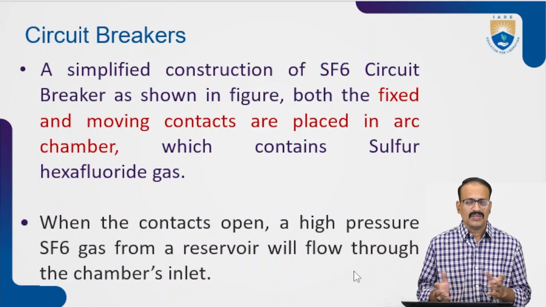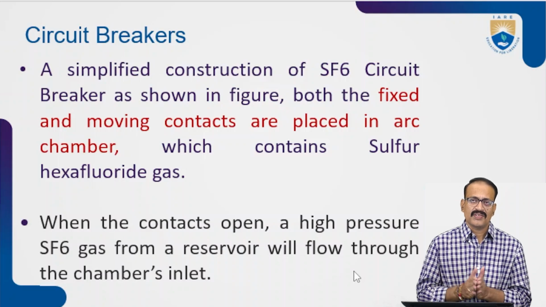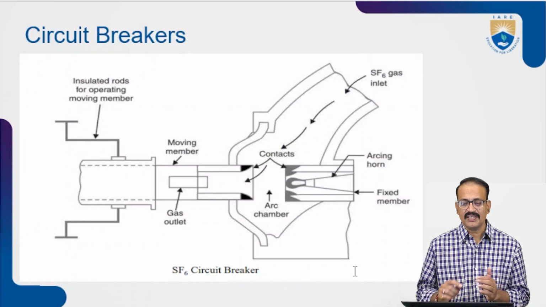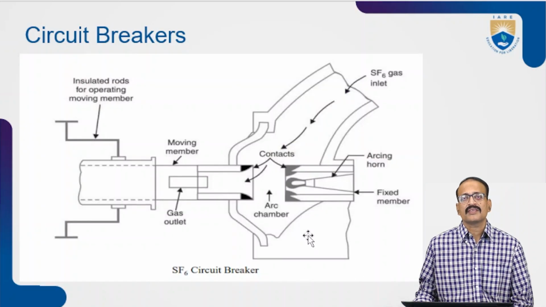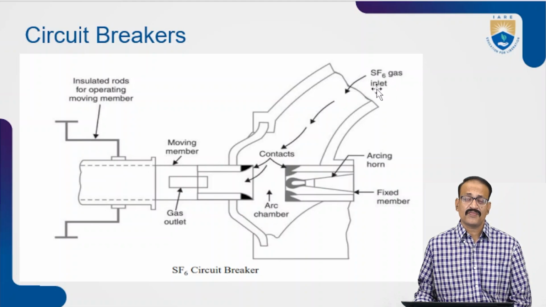So how is the construction? Here also it is the same: we will have two contacts, moving and fixed, placed in a chamber, and the medium is SF6. In this diagram you can observe the SF6 circuit breaker. This is the moving contact, this is the arc chamber, the SF6 inlet and insulating rods. This is the fixed and this is the moving.